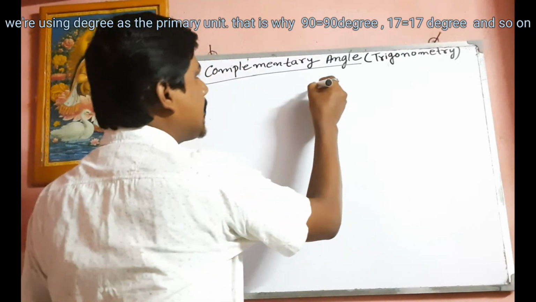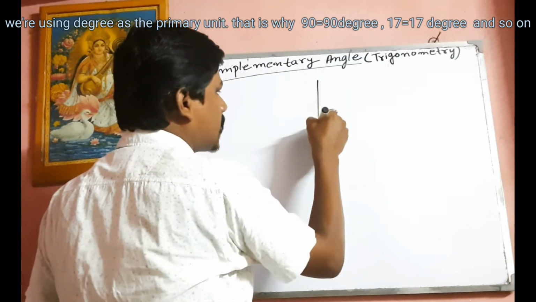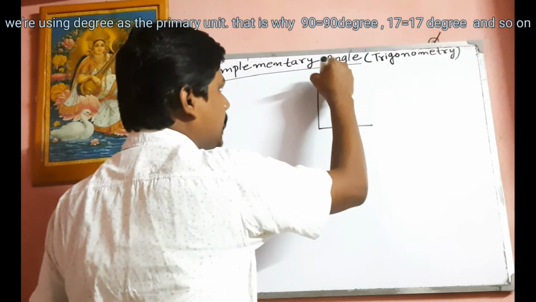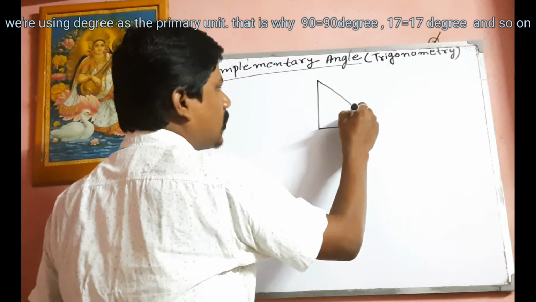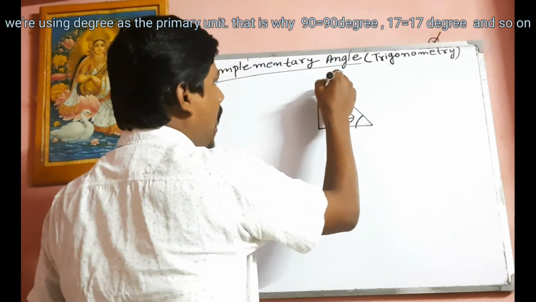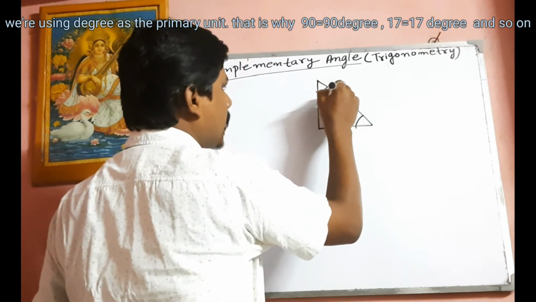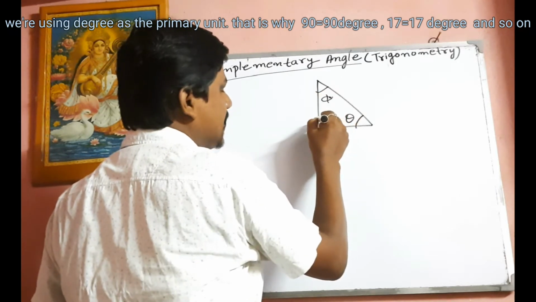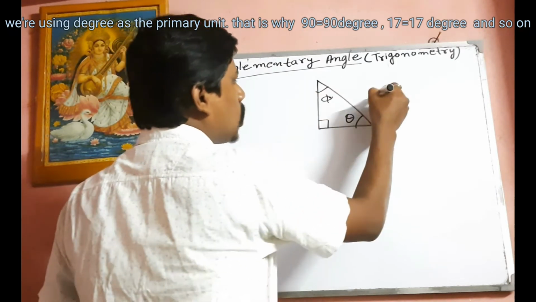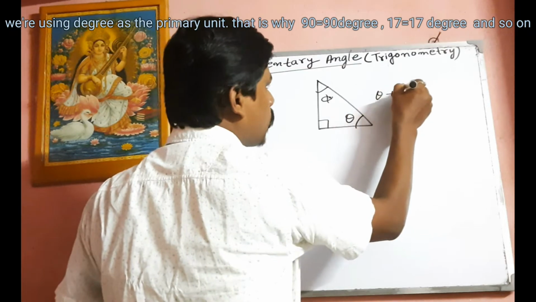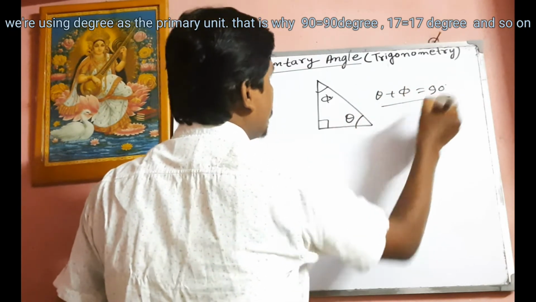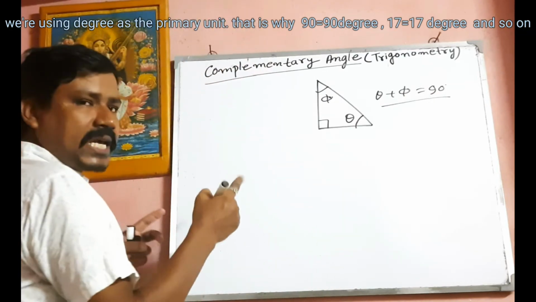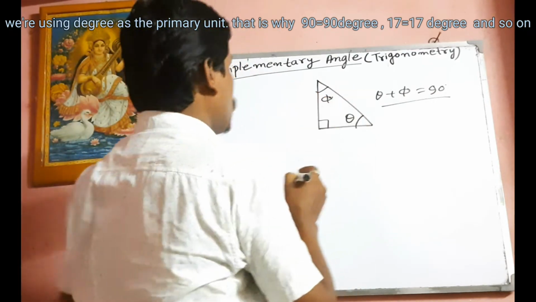For the complementary angles in trigonometry for the class 10th level chapter, suppose this is theta and this is phi, and this angle is 90 degrees. So theta plus phi is equal to 90. Now we are discussing according to this.